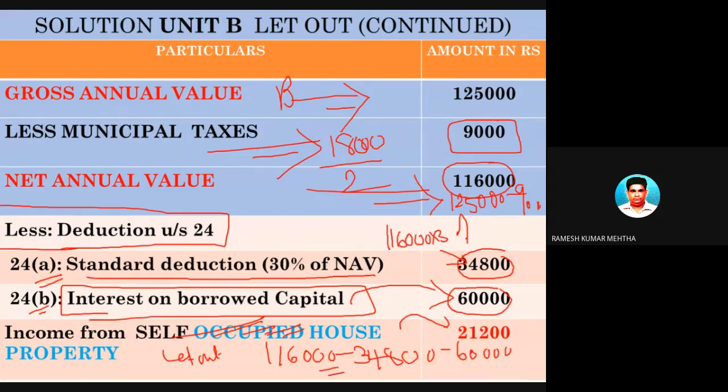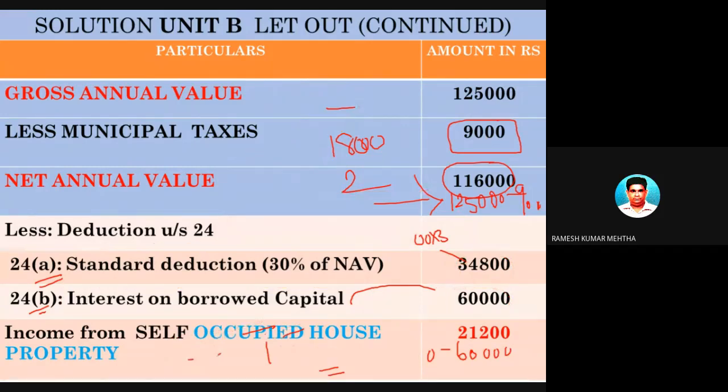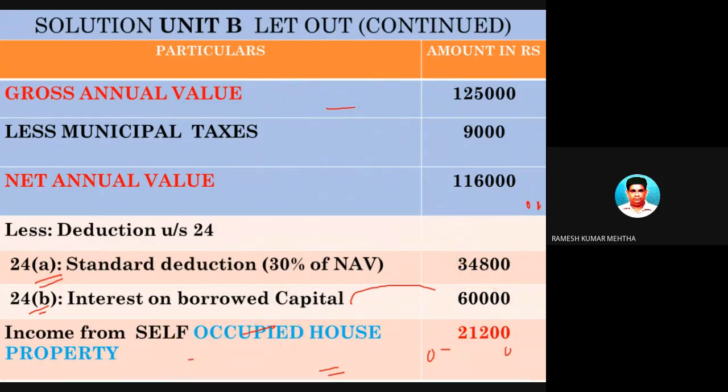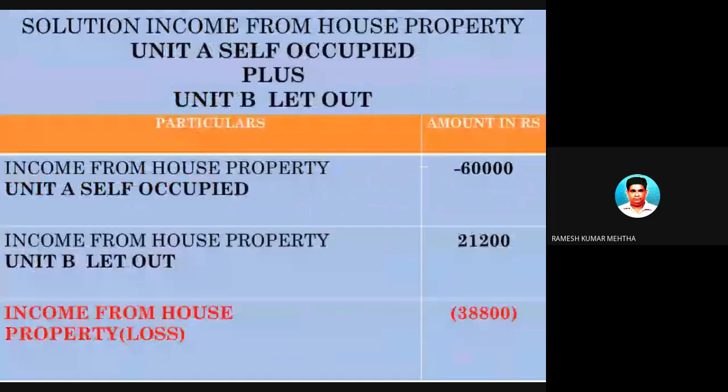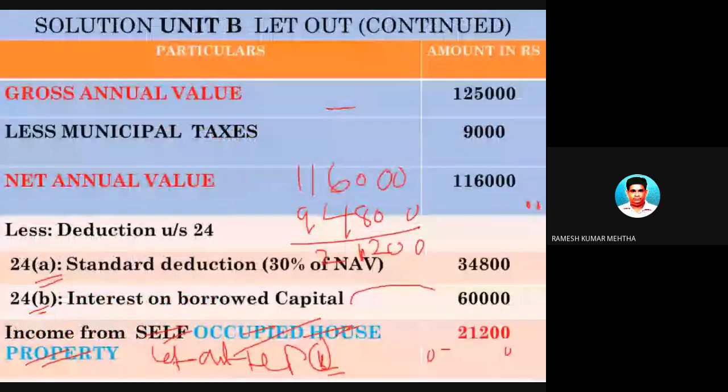Okay, small calculation mistakes here. Let me rectify my calculations. Just a moment. So here, 1,16,000 minus 94,800. So this is income from let out house property B, which is 21,200.